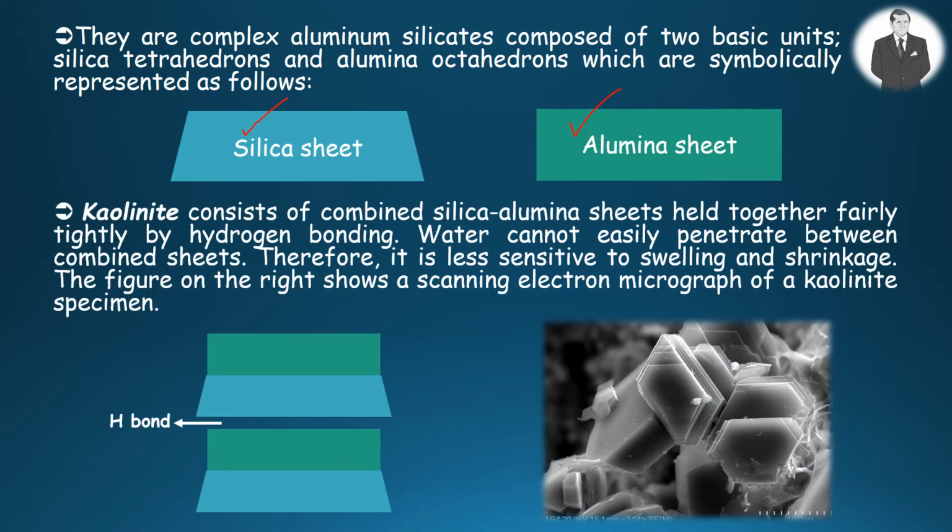Kaolinite contains combined silica alumina sheets held together fairly tightly by hydrogen bonding, as you see in the figure here. Water cannot easily penetrate between combined sheets. For that reason, it is less sensitive to volumetric change, such as swelling and shrinkage. The figure on the right displays a scanning electron micrograph of a kaolinite specimen.